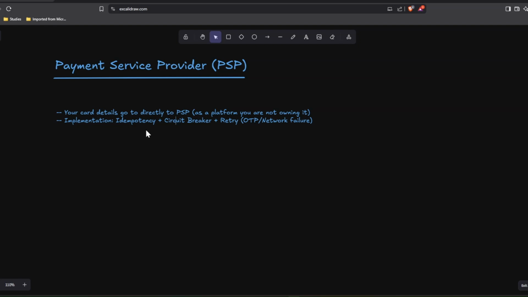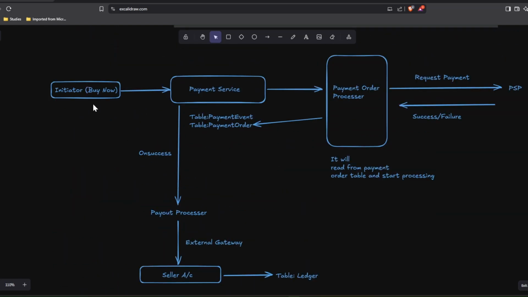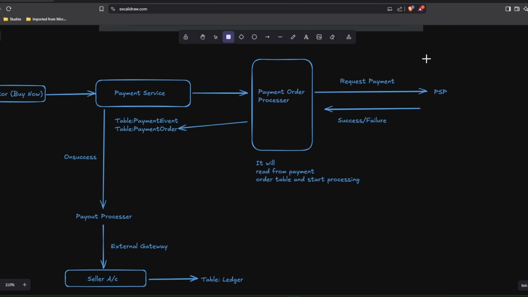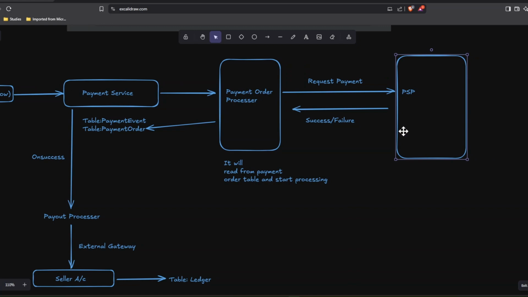Okay, so what exactly happens here is that the initiator is going to use our platform service, and then it will go to the payment process order, and here comes the PSP. It is going to mark it as payment succeeded, or it is going to mark it as payment failed.